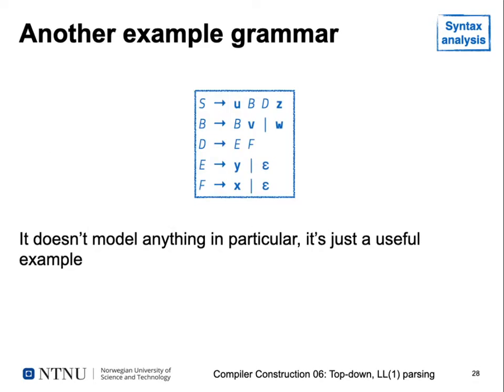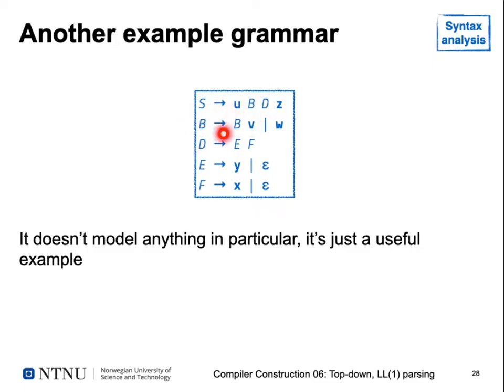Okay, how can we do this? Let's first take a look at another example grammar. This doesn't model anything in particular, it's just a useful example. So we have a number of rules here, so we start at our start symbol S here, and you see we have a number of different rules that recursively go to B or to D here.